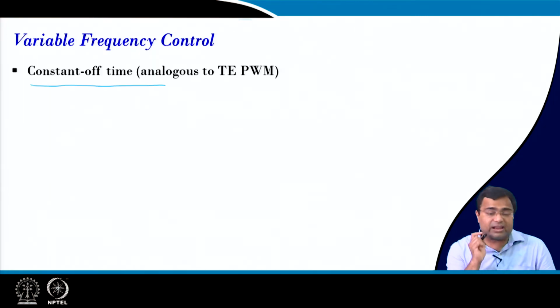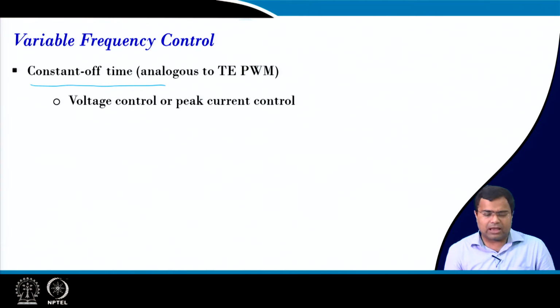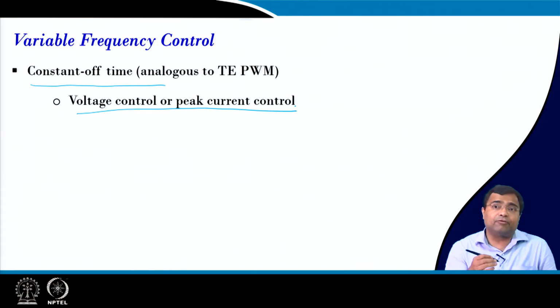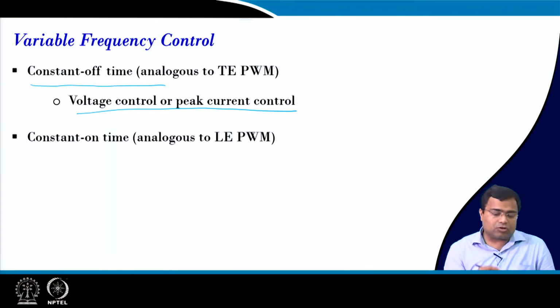Now, we will talk about variable frequency control. Constant off time, which is analogous to trailing edge PWM, and we will see how it works. And this can be either peak current mode control or it can be voltage mode control also. Constant on time is analogous to leading edge modulation.